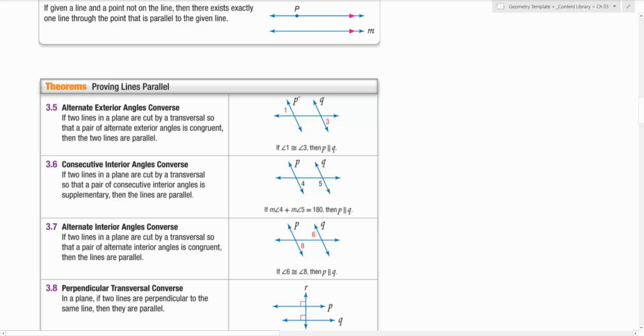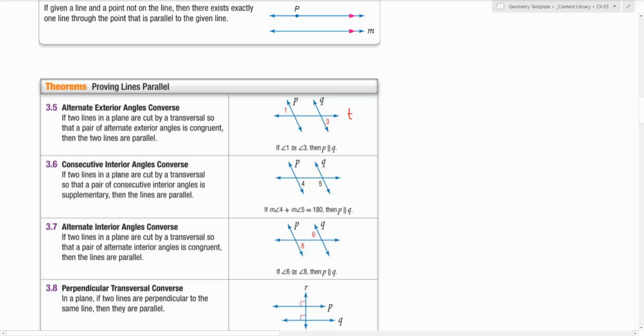We don't know that these lines P and Q are parallel yet, but if the alternate exterior angles 1 and 3 that are created by this transversal, let's label it T, passing through lines P and Q, are congruent, then these lines P and Q must be parallel. We start with the fact that there are 2 lines P and Q and a transversal T, such that angles 1 and 3, alternate exterior angles, are congruent, then lines P and Q must be parallel.